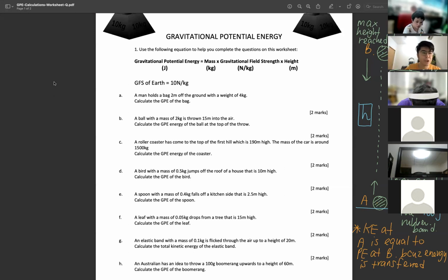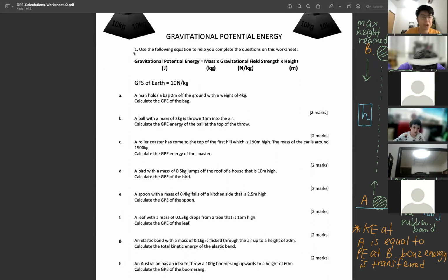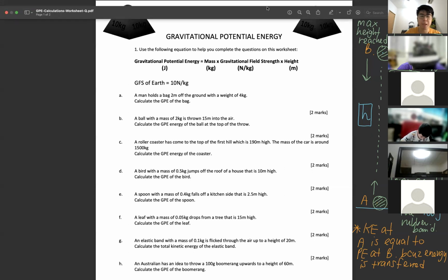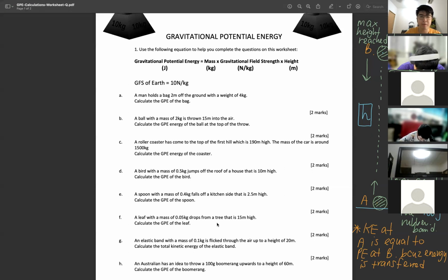Yes, for question G, Russell, correct. If you find the potential energy, that will be the same as the kinetic energy, because you know that the kinetic eventually transferred to potential.